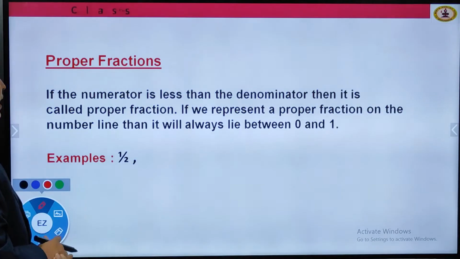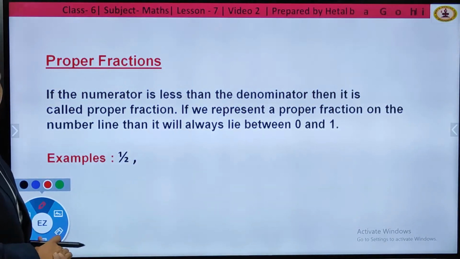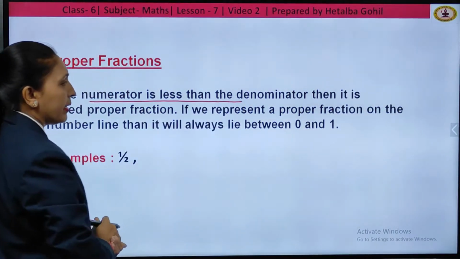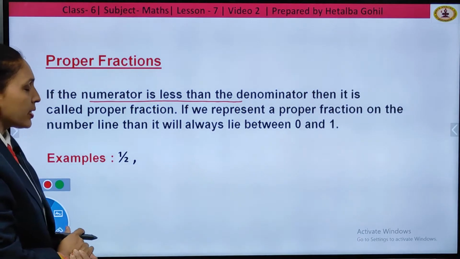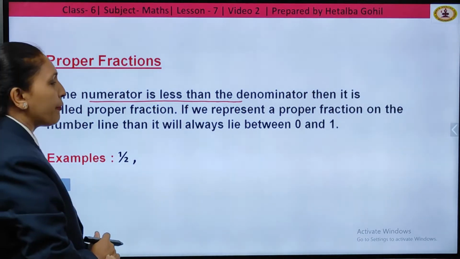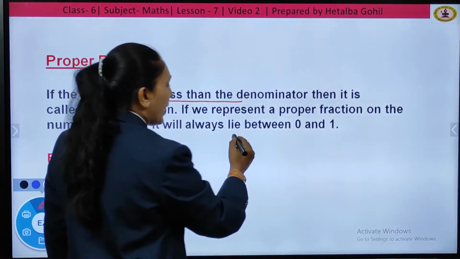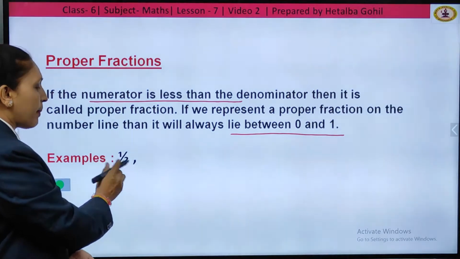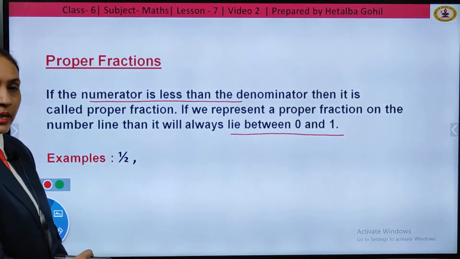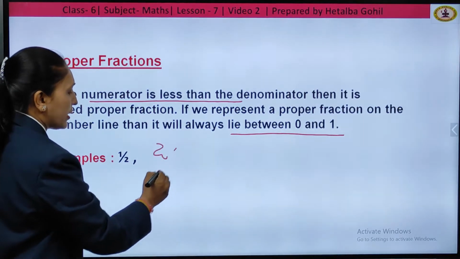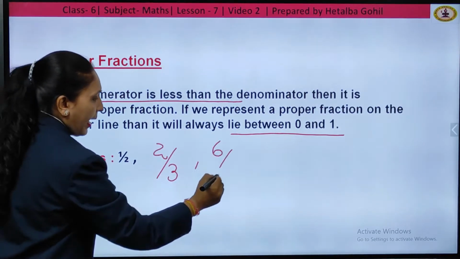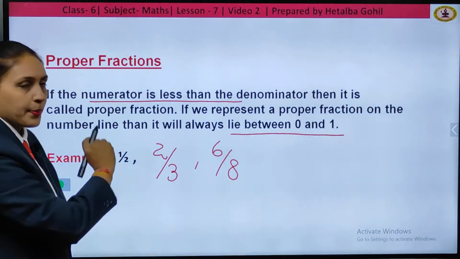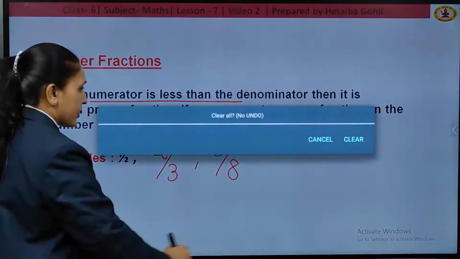Now the next topic, children, we are going to learn here is proper fraction. These are the types of fraction that we have to learn here. If the numerator is less than the denominator, then it is called proper fraction. And if we represent a proper fraction on the number line, then it will always lie between 0 and 1. You can see the example here, 1/2, where the numerator is smaller than the denominator. Similarly, I can have others also, that is 2/3, 6/8, where the numerator is smaller than the denominator, and we call these types of fraction proper fractions.